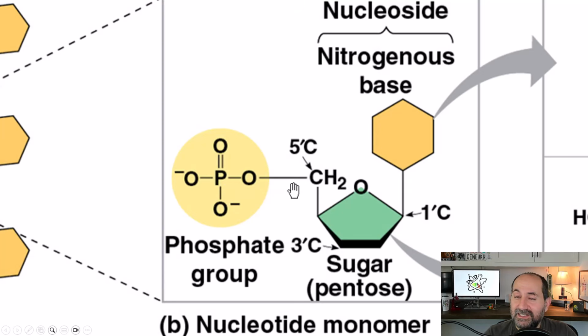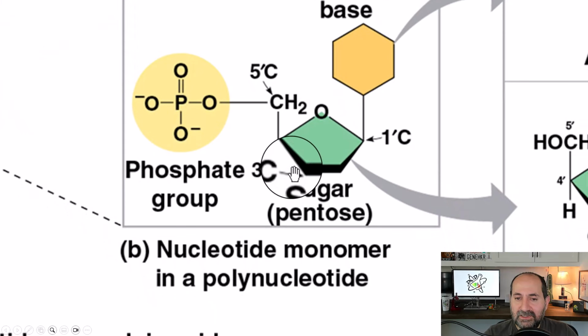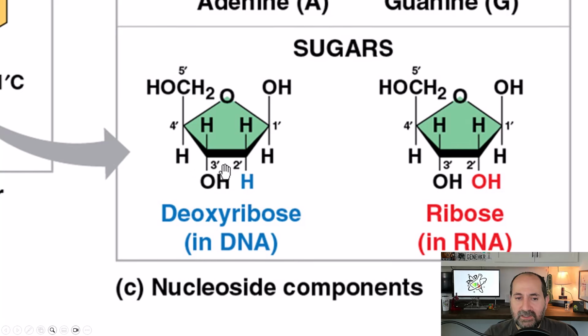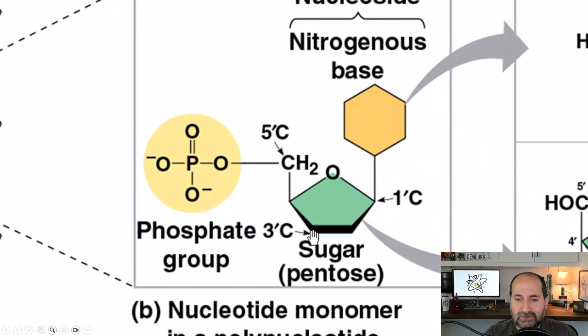Now, here's one more thing I really need you to know, and that is this carbon right here. This is called the 3' carbon. You can see here, the 3' carbon has a hydroxyl group attached. The 3' carbon always has a hydroxyl. Now you might be thinking, Dr. D, why do I need to remember that?